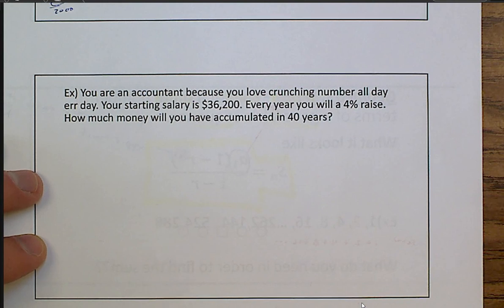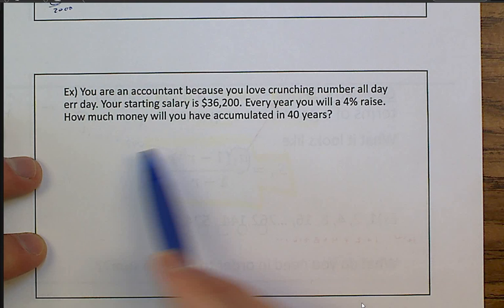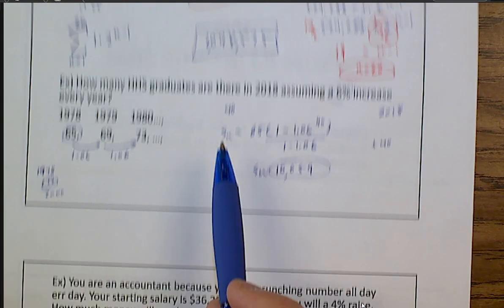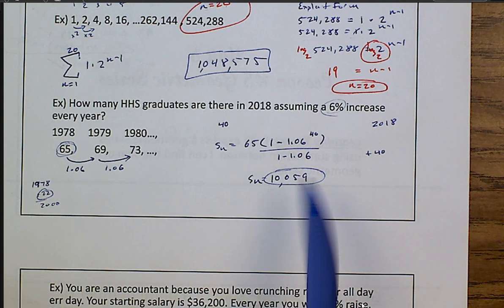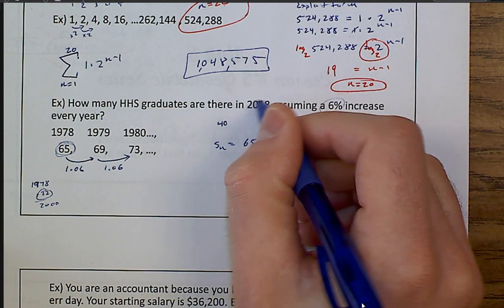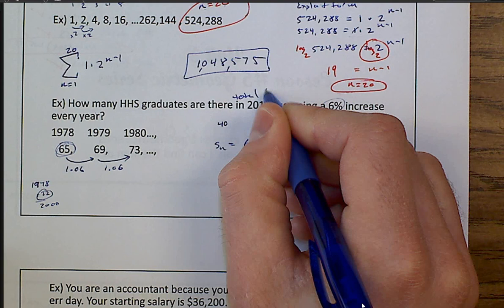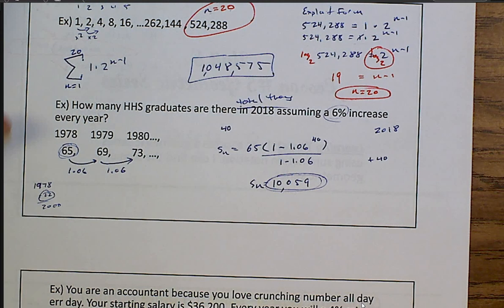Not how much will you have in the 40th year. How much will you have accumulated? That means the sum. So you've got to look for those key words, just like this question here with the graduates. Actually, I said how many high school graduates are there in 2018? I shouldn't have phrased it that way. I should have said total students through 2018, because that's a little misleading. I wanted the sum there. Okay, so I apologize for that.